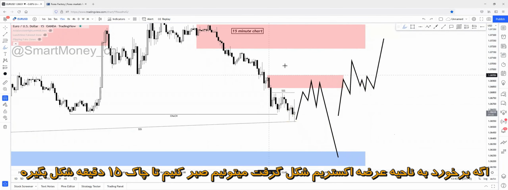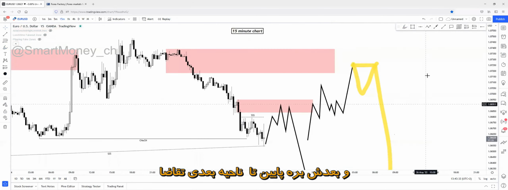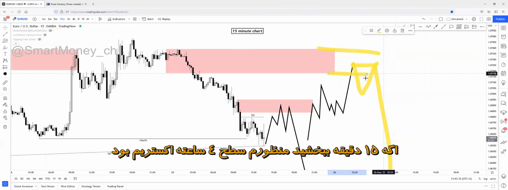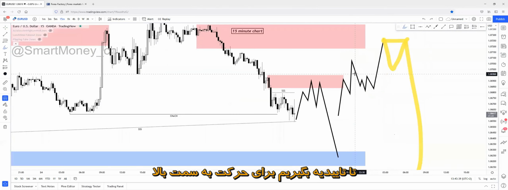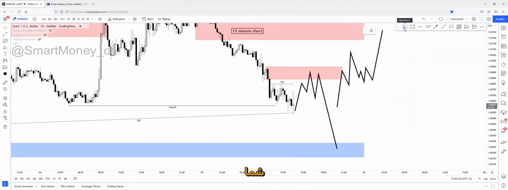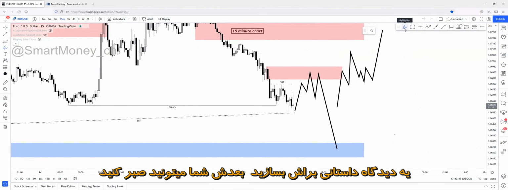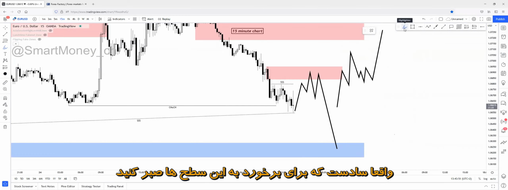If the extreme supply zone tap happens, then we can wait for a 15-minute change of character, continuation to the downside to the next recent demand zone. If the 4-hour extreme breaks, then we can wait for a confirmation, continuation to the upside. So basically, all you have to do is build a narrative for every single zone that you see, and if you see a zone is being tapped that you build a narrative for, then you can wait for a confirmation of that zone. It's this easy, literally easy to wait for the tap of these zones.